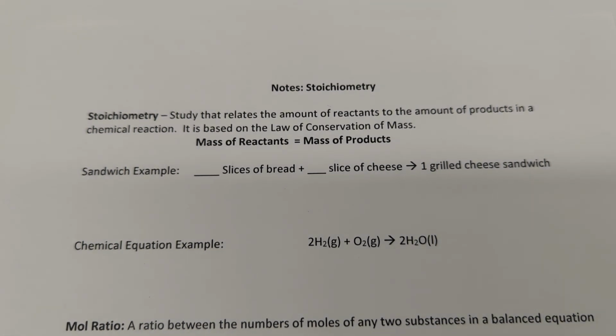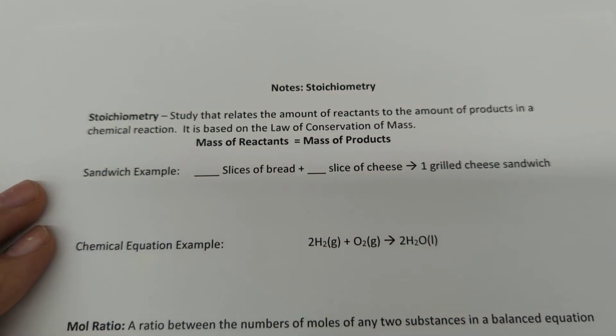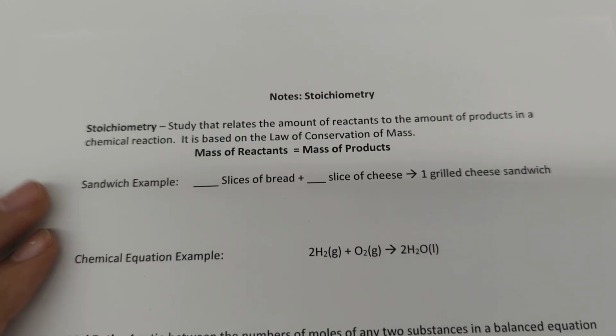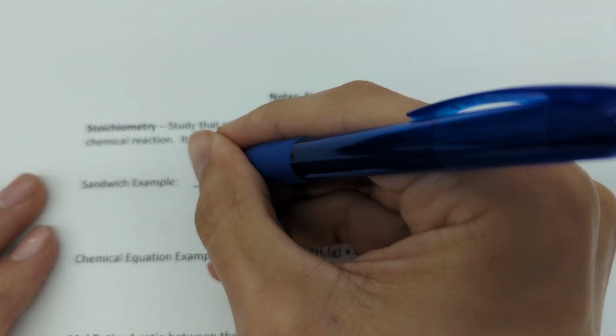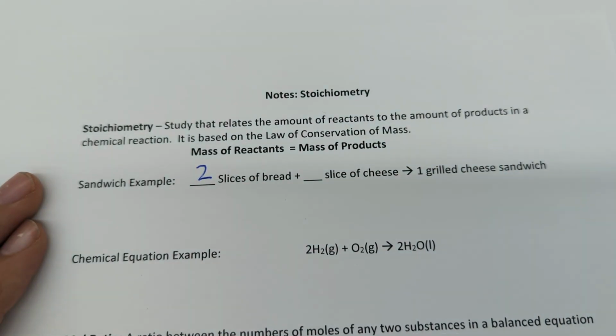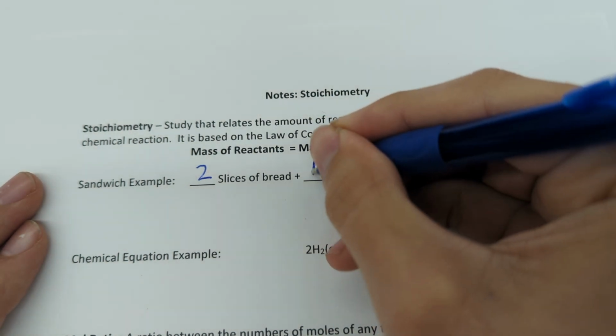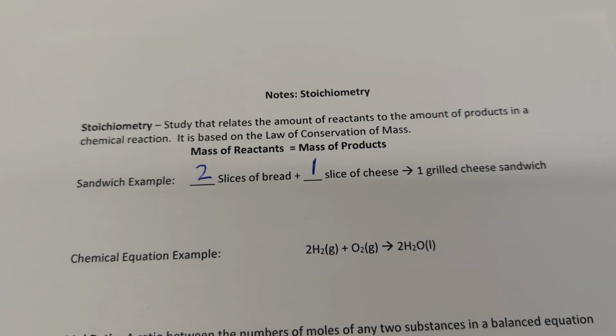Stoichiometry is something that's useful when we want to predict the amount of product that we're going to make, or we want to figure out how much of each reactant we're going to need for a reaction. It's also useful whenever you're making conversions or following a recipe. It's the type of math used in those cases. One of my favorite examples is a sandwich example, and I really like grilled cheese. So when I make one grilled cheese sandwich, I like to use 2 slices of bread and just a simple 1 slice of cheese.